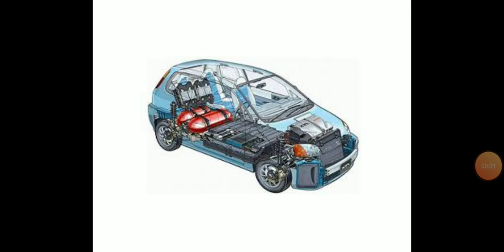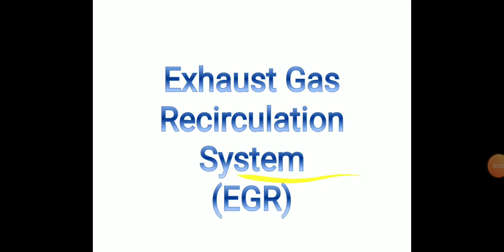Dear students, today let us discuss the exhaust gas recirculation system. By using this system, we can reduce nitrogen oxide NO2 coming out from engine exhaust. In this system, it recirculates 5 to 10 percent of exhaust back into the inlet manifold.